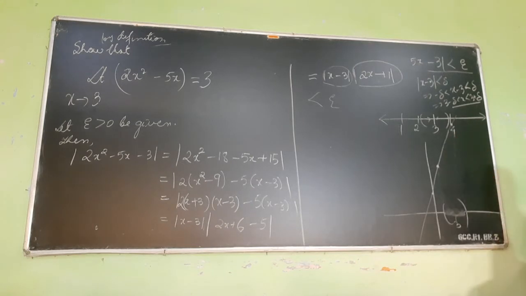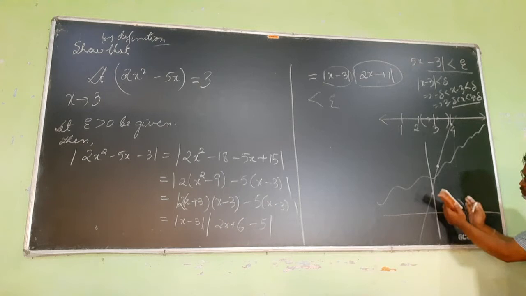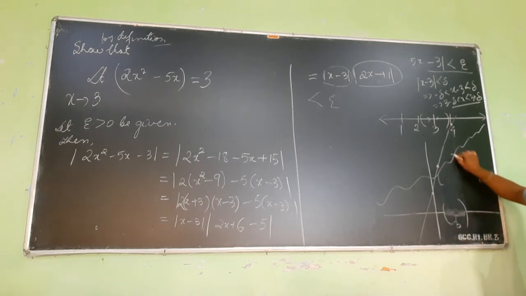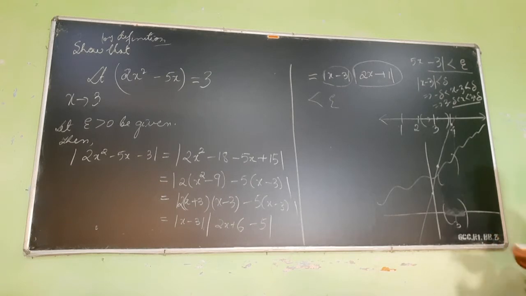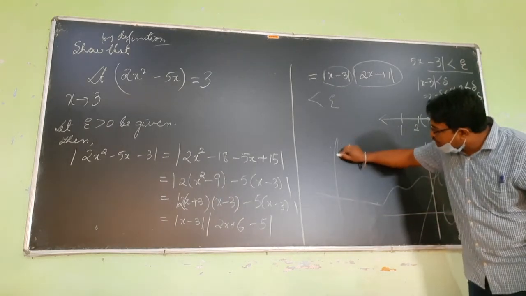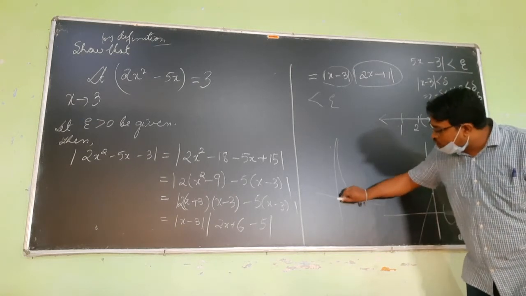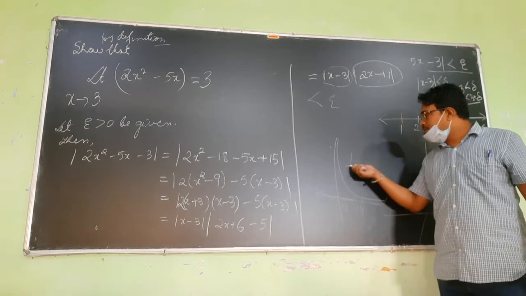Graphically it's possible. Suppose this is a curve. You consider this bounded domain here. Inside that domain, we can bound it. But every time it cannot be possible, so we have to check for which things it is possible. Suppose for the function 1 by x, it is not possible to bound 1 by x in the domain (0, 1). In (0, 1) it's not possible to bound this function, is it?